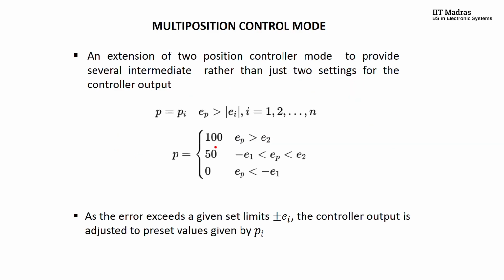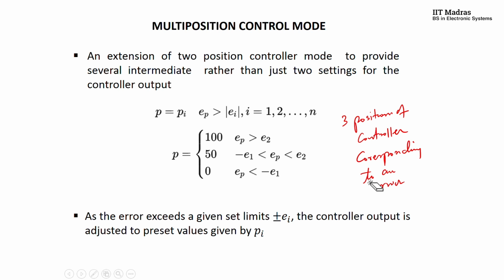What does it actually mean? It means that instead of having just two positions, we could have multiple positions. Let's assume that we have a three position control mode. What does it actually mean? In such a case, let's say I am looking at three positions. I'll just write this as three positions of controller corresponding to an error.